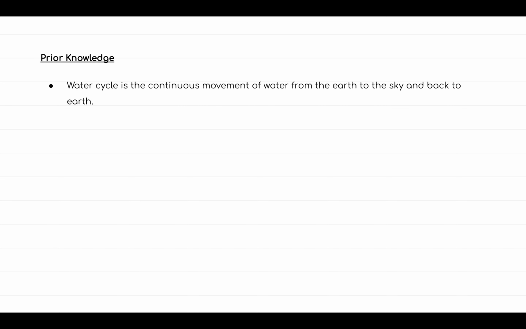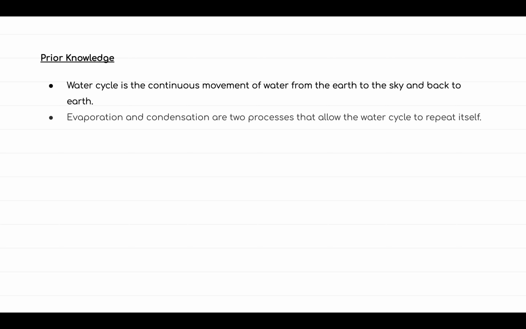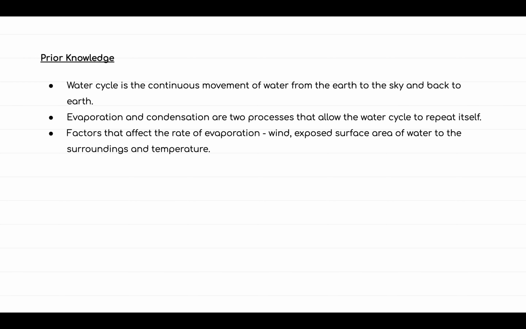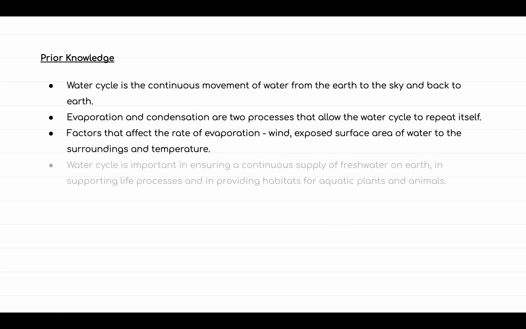Students should already know how water moves through the water cycle, that evaporation and condensation are 2 processes that allow the water cycle to repeat itself, the factors affecting the rate of evaporation, and the importance of the water cycle.